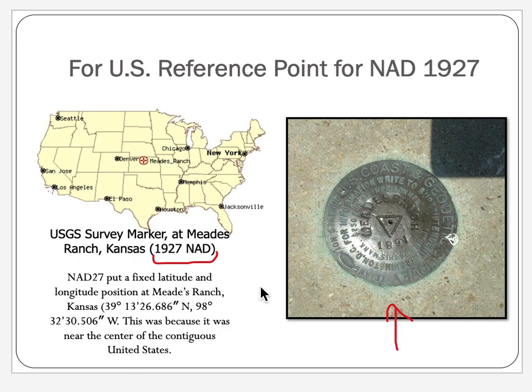So again, NAD 27 put a fixed latitude and longitude position at Meades Ranch, Kansas. So we could see Meades Ranch, Kansas here. And the specific latitude and longitude coordinates for this benchmark is 39 degrees, 13 minutes, and 26.686 seconds north. And for longitude, it is 98 degrees, 32 minutes, and 30 seconds west. The reason they chose this point as the reference point for NAD 1927 is because it was near the center of the contiguous United States.